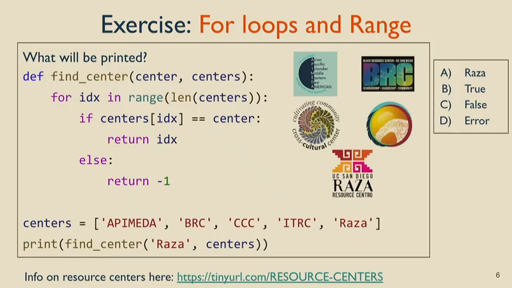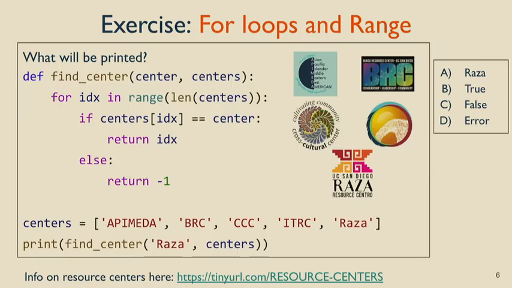Okay? These are actually all centers here at UCSD that you can find, resource centers, such as the Asian Pacific Islander Middle Eastern Desi American group, the Black Resource Center, the Cross Cultural Center, the Intertribal Resource Center, and the UCSD Raza Resource Center. Right? So we have this list of centers. And now we're going to do find center. We're going to try to find a center, and we're putting in the string raza, and we're putting in our list of centers.